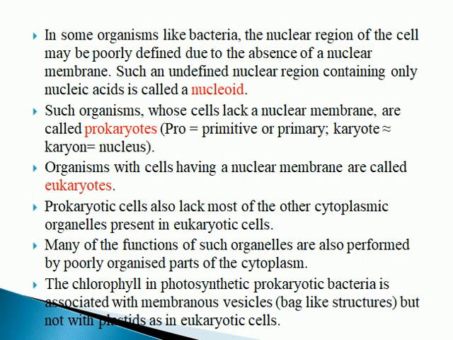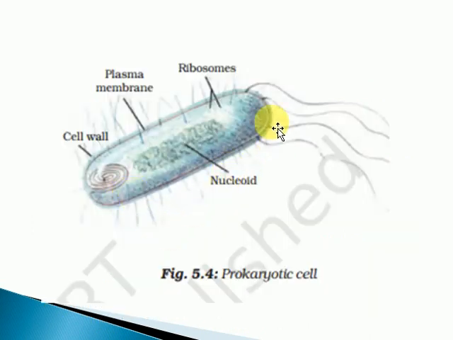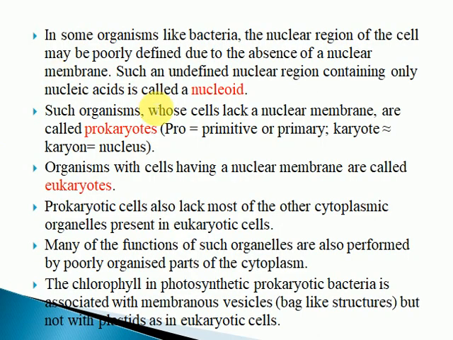In certain organisms like bacteria, this is the bacteria, you can see ribosomes, nucleoid, plasma membrane, cell wall. Now what exactly is the nucleoid? In prokaryotic organisms such as bacteria, the nucleus is not properly organized. The chromatin material lies in one corner, and this is called the nucleoid. The term nucleoid should be very clear to you.